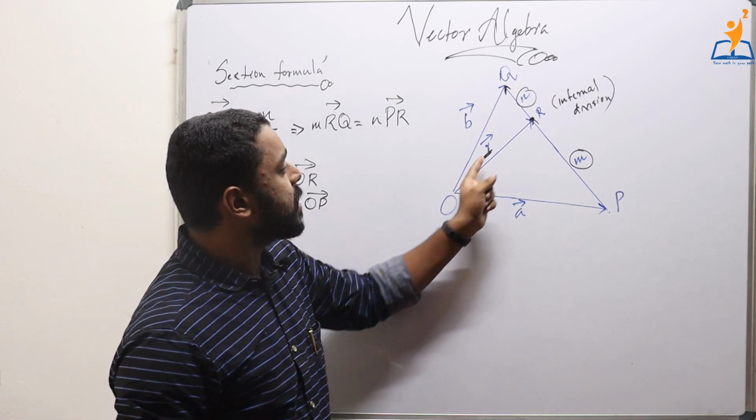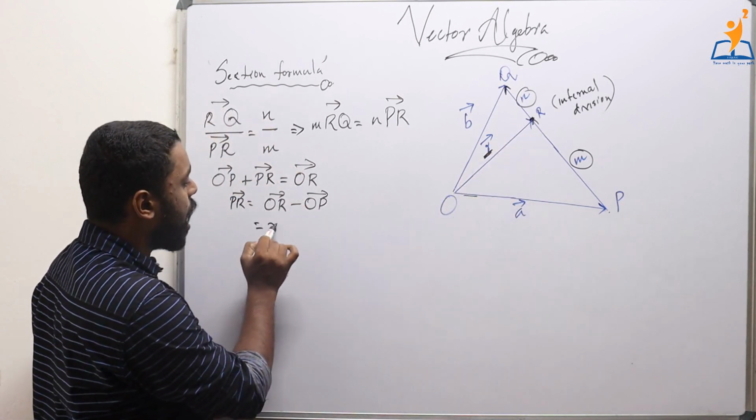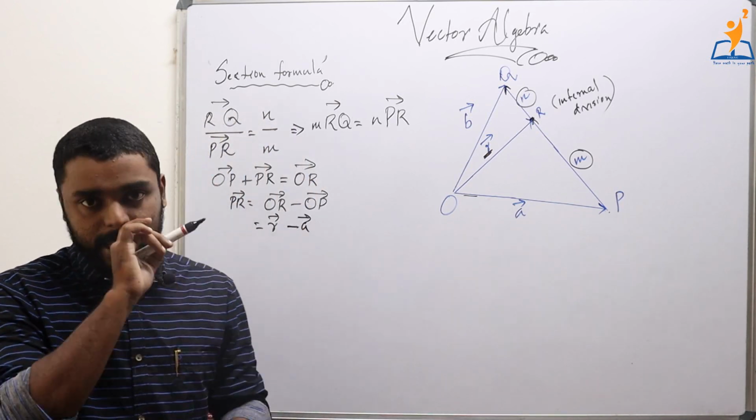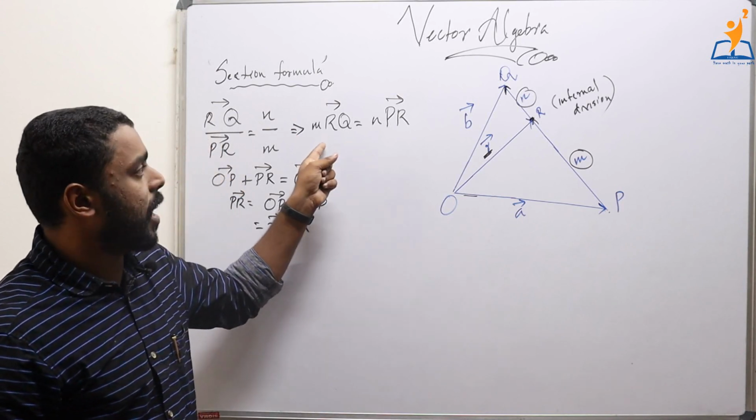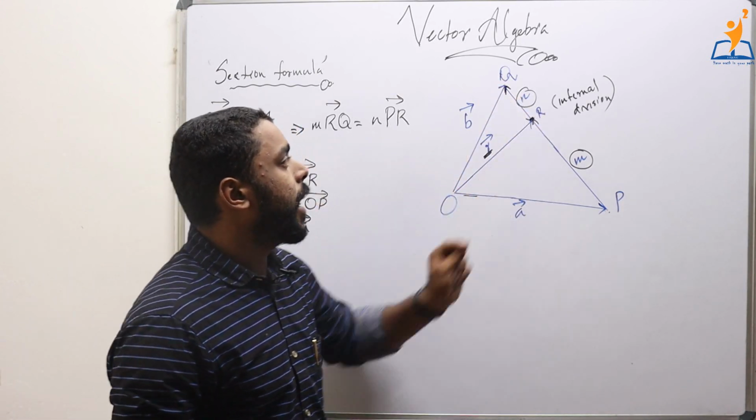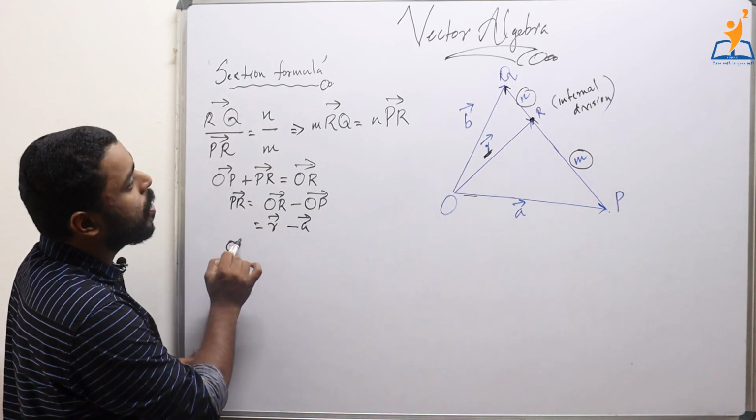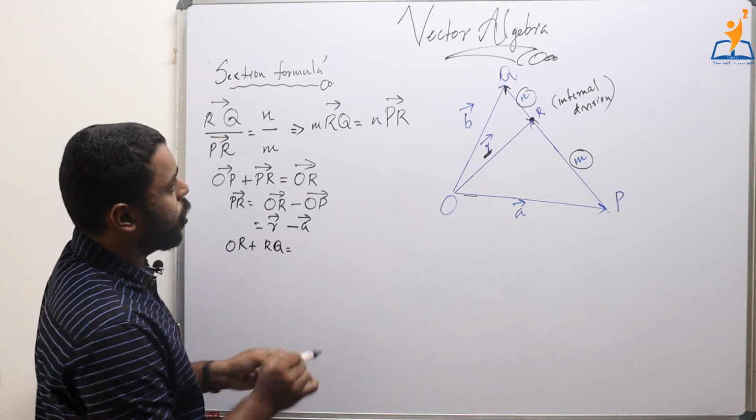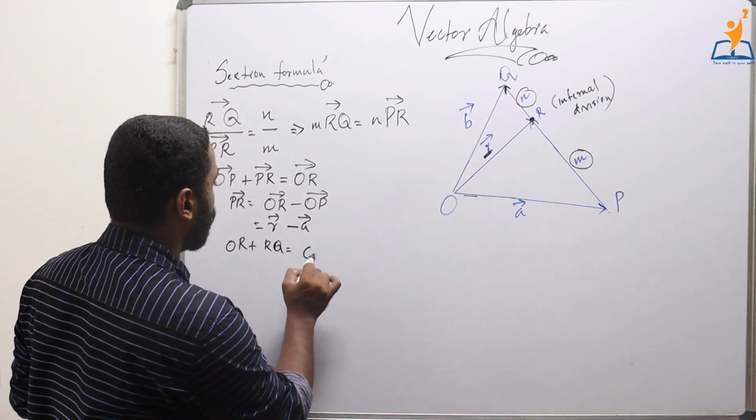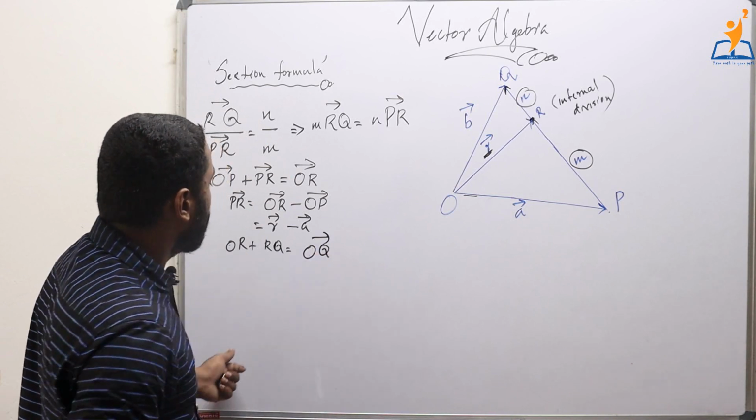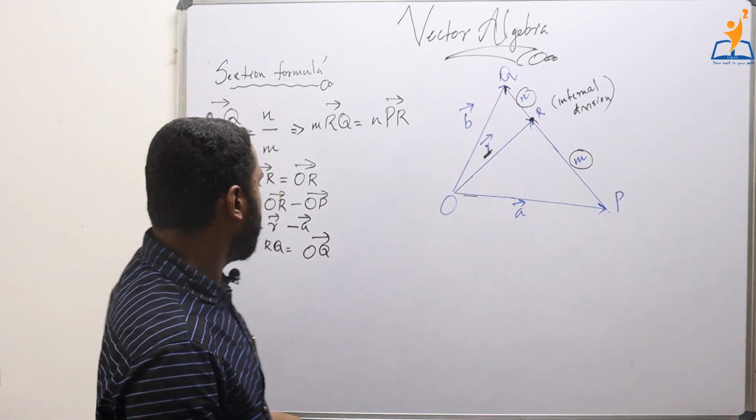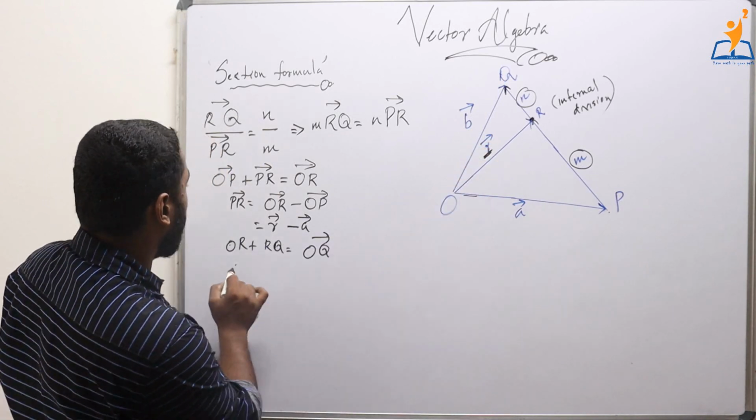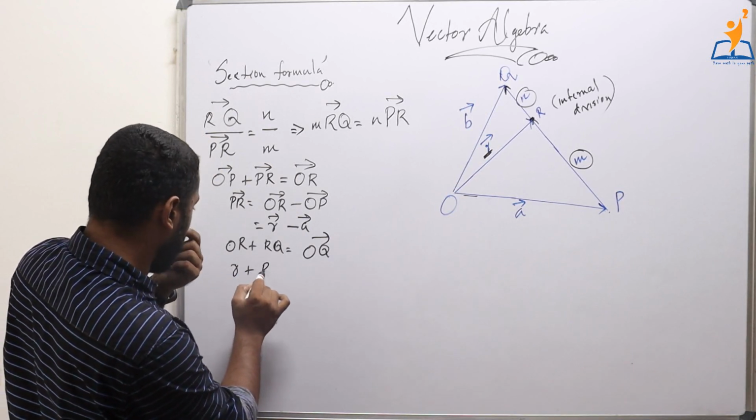Now OR is nothing but vector R, and OP is nothing but vector A. So PR is R minus vector A. Clear? Similarly, we can find RQ. This is a triangle, hence by the triangular law of vector addition we have OR plus RQ is equal to the resultant vector, which is OQ. Now OQ is nothing but B. Therefore, OR is nothing but R, so B is equal to R plus RQ.